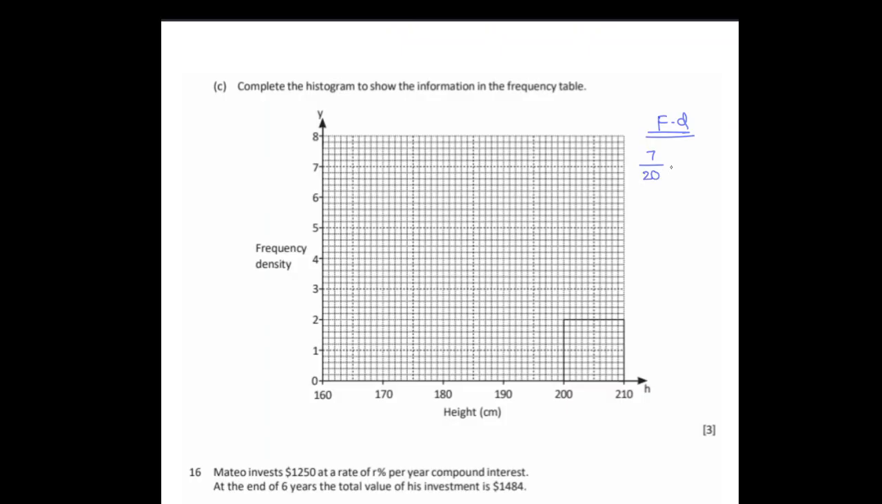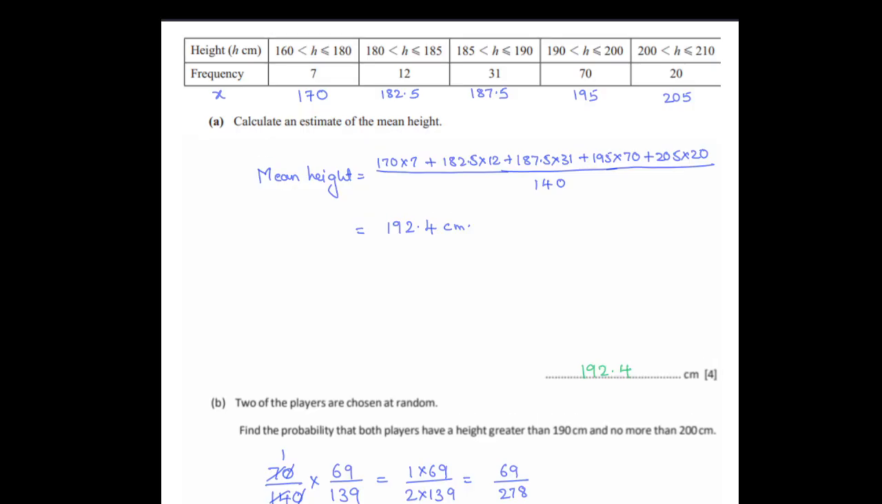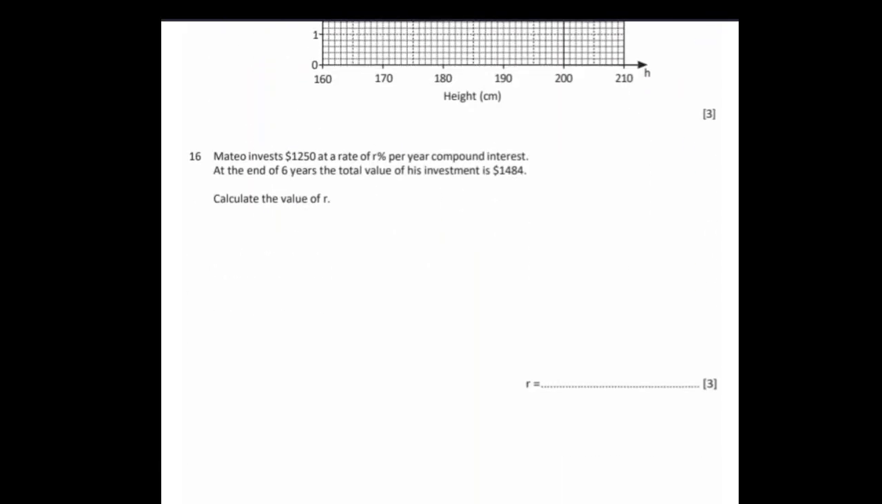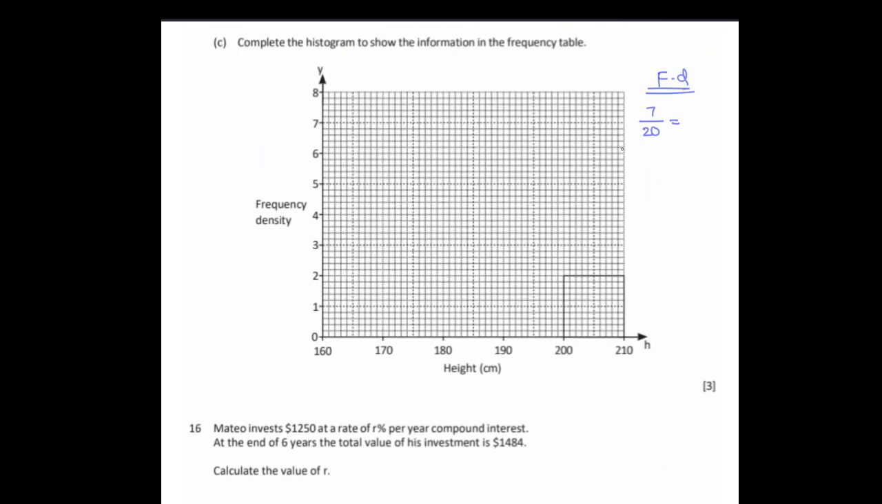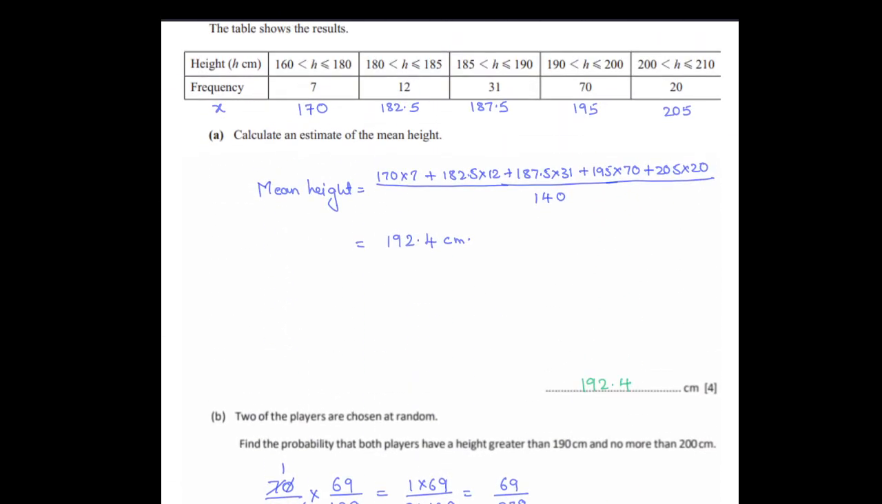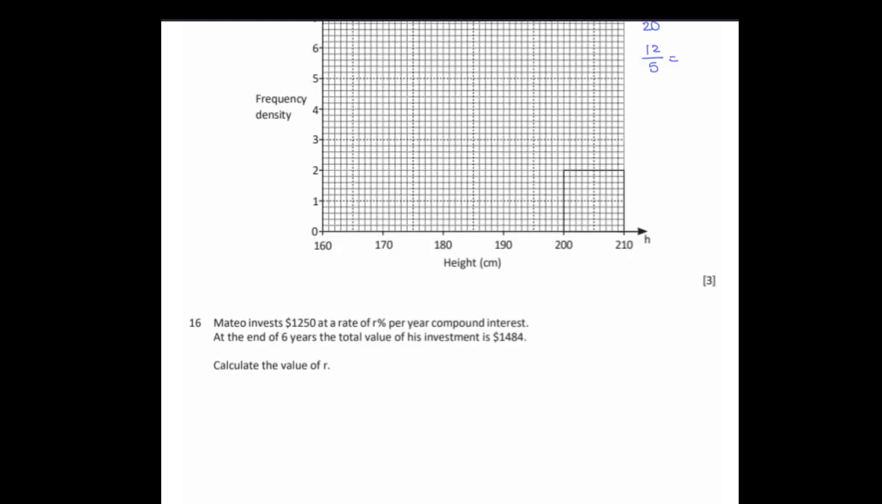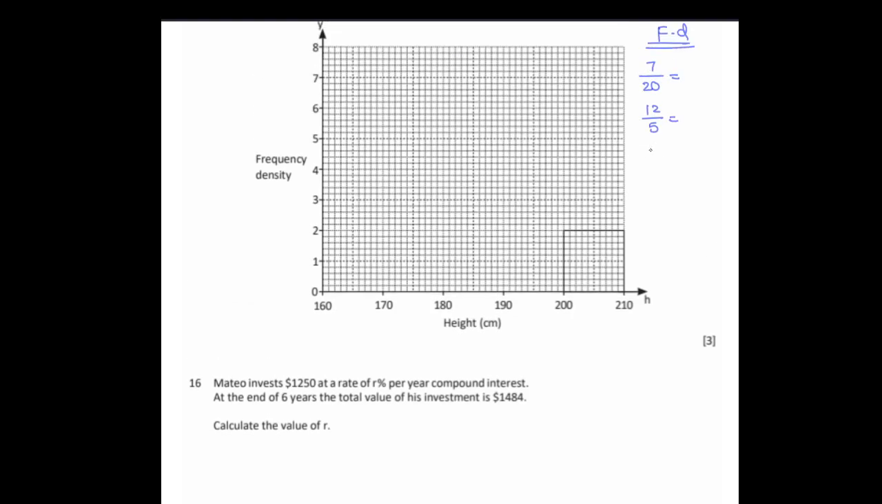This is the class size. You will get the frequency density. Next, the class size is 5 and the frequency is 12. So 12 by 5. Let me write all that and then I will calculate. Third class, what is it? The frequency is 31 and the class size is again 5. 185 to 90 is 5. So 31 by 5.